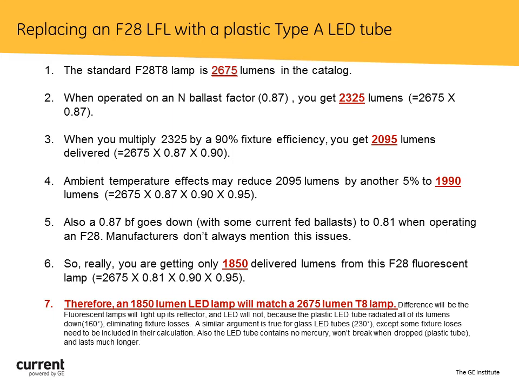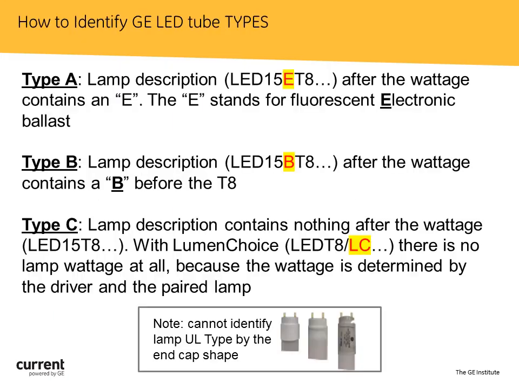Let's move on to the way that you can identify GE A, B, and C tubes. So I put this slide together because I know it's a constant question. If I pick up a GE tube, how do I know what I have in my hand? This is the decoder ring. This is what you've been looking for.